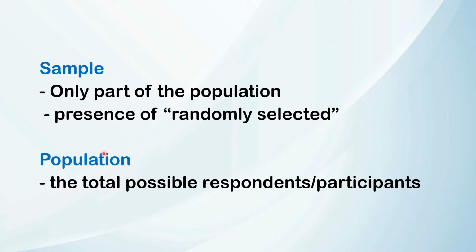And let's look again at sample and population. When we say sample, it is only a part of the population. And there is the presence of random selection. And in selecting a sample, you use a sampling procedure. Next is population. When we say population, it is the total possible respondents or participants in the study. Or it consists of all the respondents or all the participants in the study.